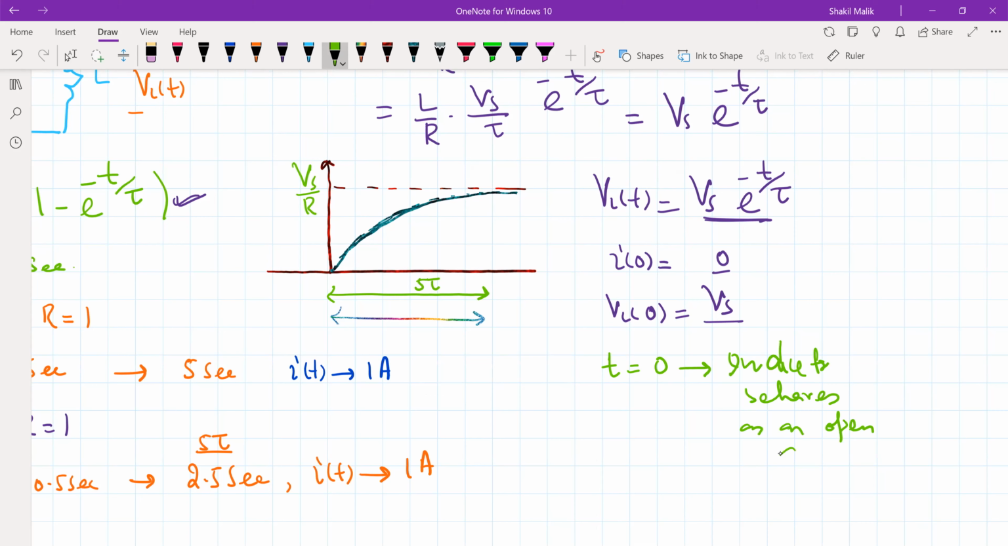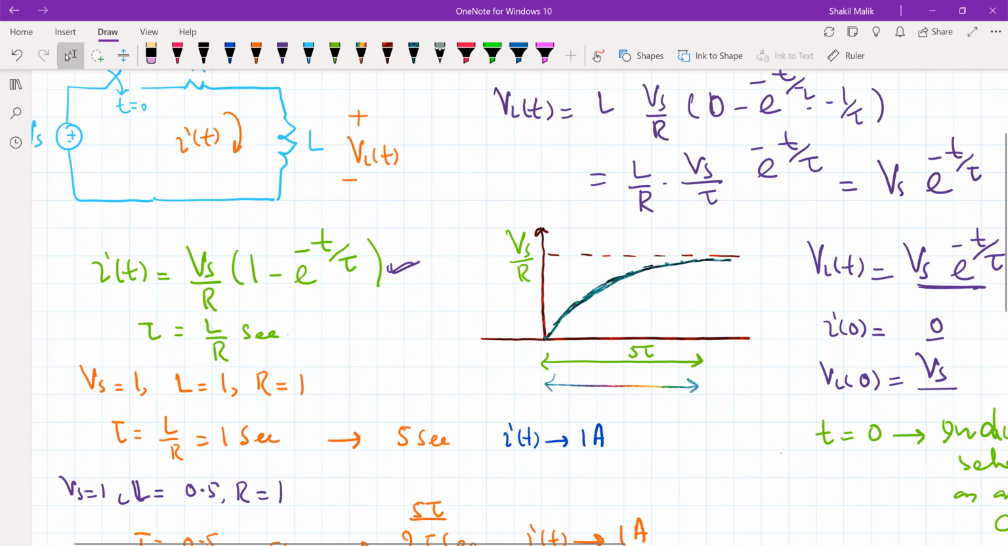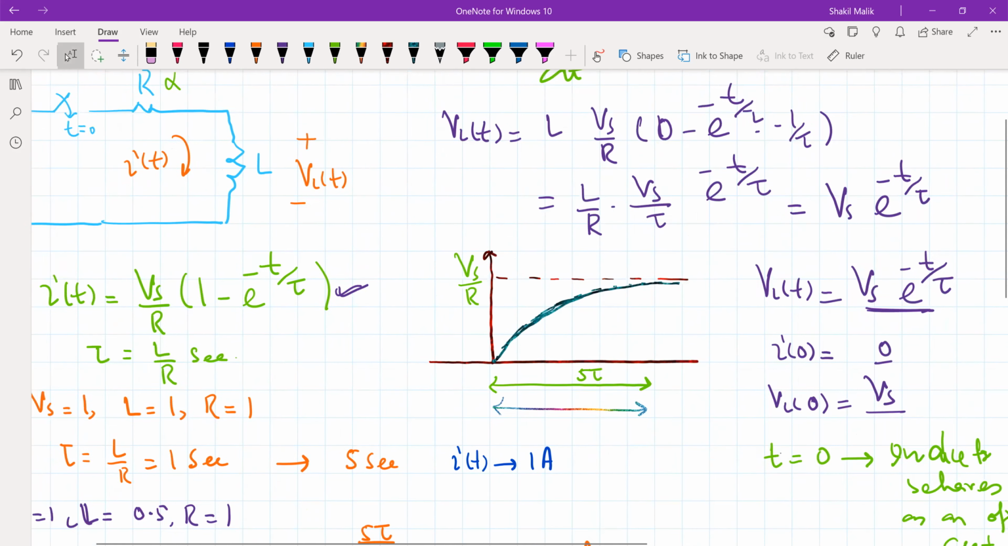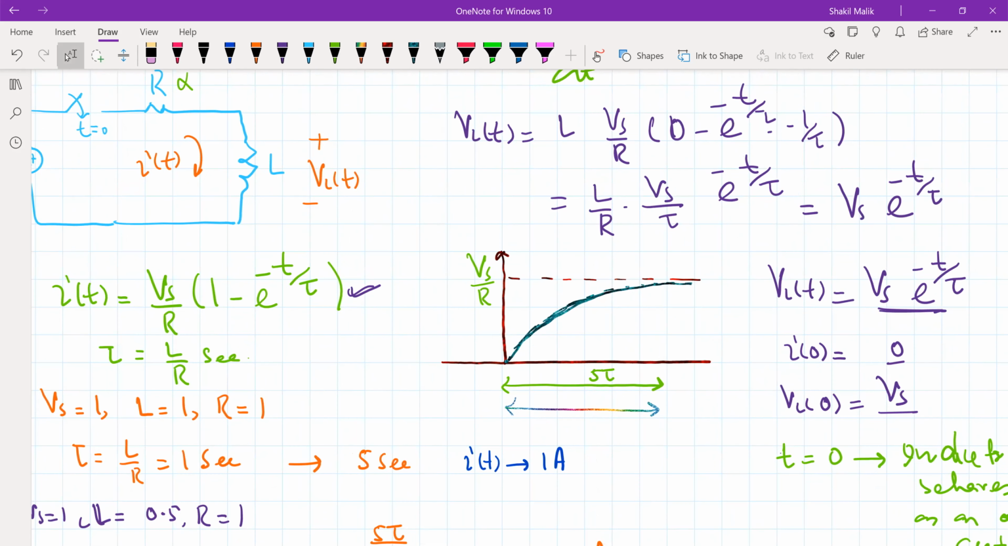Open. So when you connected the switch with this, the inductor behaves as an open circuit. This is very, very important for an RL circuit. All right. So let's observe the behavior of this inductor current and inductor voltage in this RL network using Matlab software. Let me switch to Matlab. Let me share the screen with you.